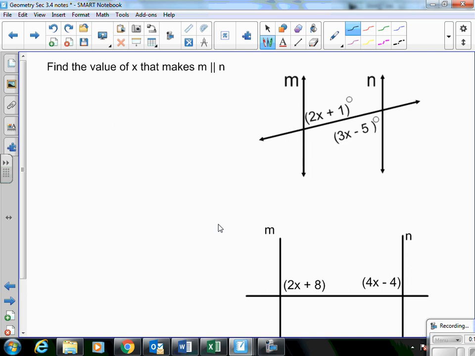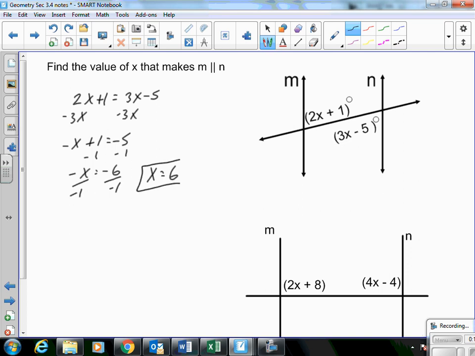So, set it up. 2x plus 1 equals 3x minus 5. Subtract the 3x over. So negative x plus 1 equals negative 5. And subtract 1 from both sides. So we get negative x equals negative 6. And then divide by the negative 1 to get a positive x. And 6 is going to be the value that would make those two lines parallel.